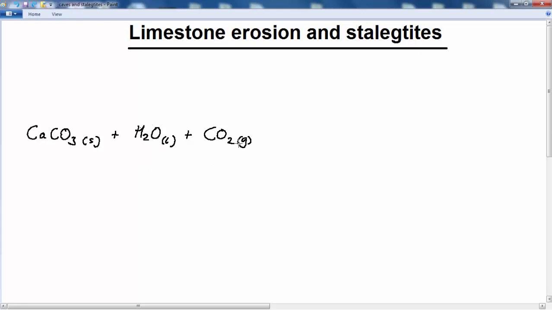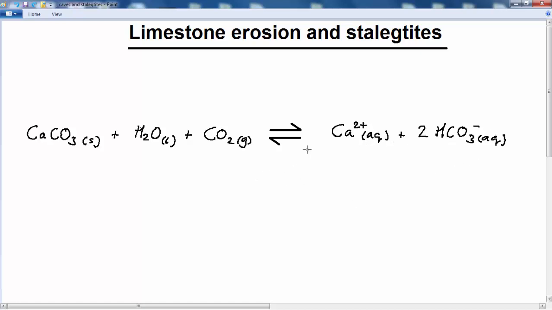Now, it's a very weak acid, and the reaction will take place very slowly, but it is a reversible reaction, and the products of that reaction are calcium ions and bicarbonate ions. Bicarbonate is the carbonate ion with a hydrogen attached, so that has a negative charge, and you would call this really calcium bicarbonate. But the calcium bicarbonate is soluble, it dissolves in water, so we're just representing the ions in aqueous solution here.